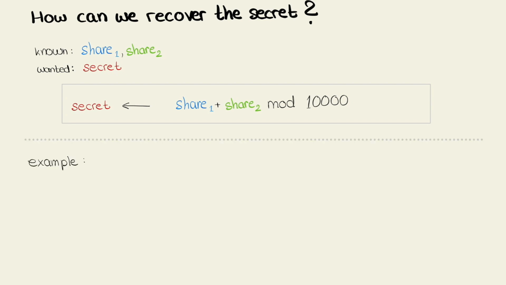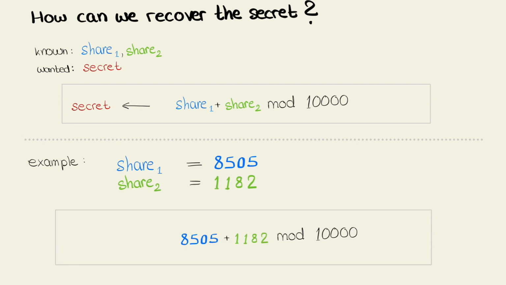So more precisely, this means we are adding 8505 and 1182 together, which gives us 9687. And since 9687 modulo 10,000 results again in 9687, we can conclude that the secret is 9687, which is correct in our example.